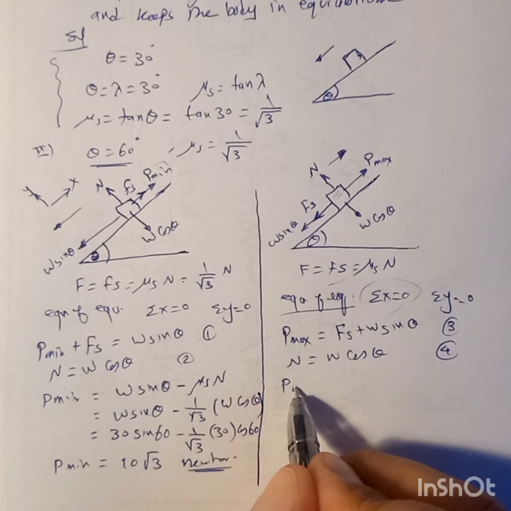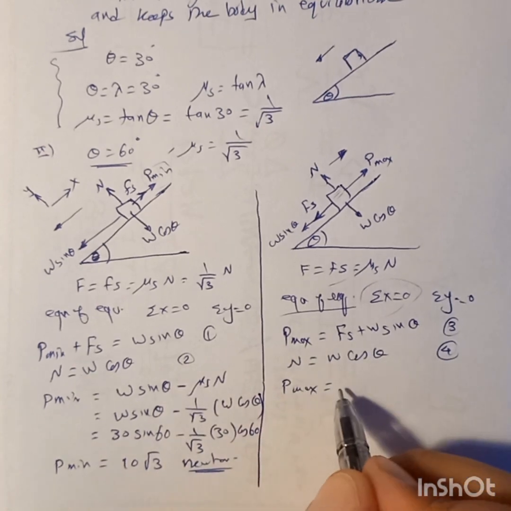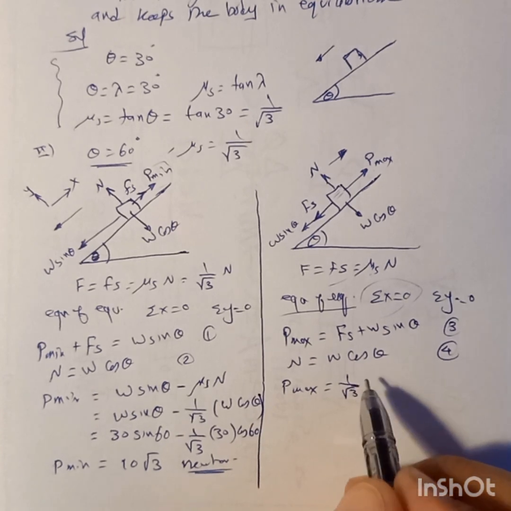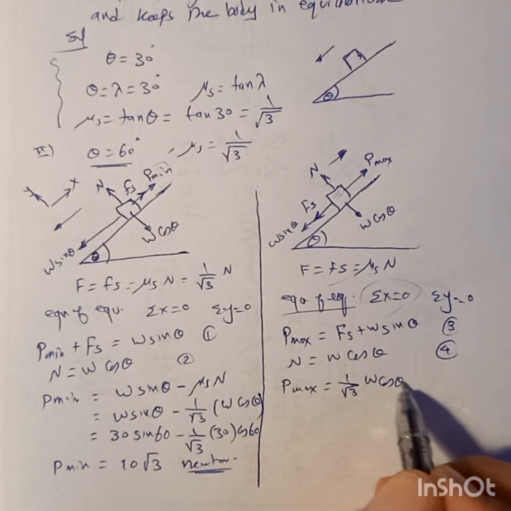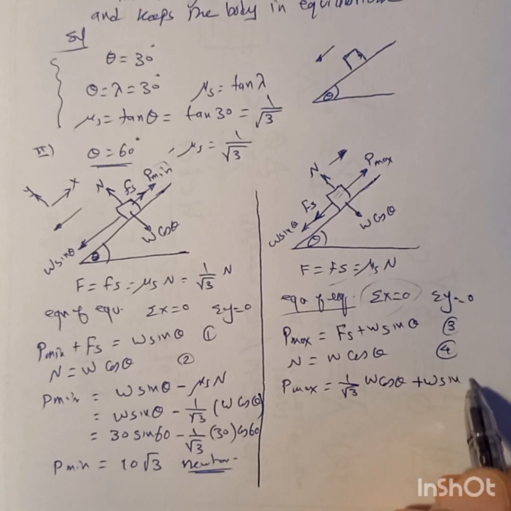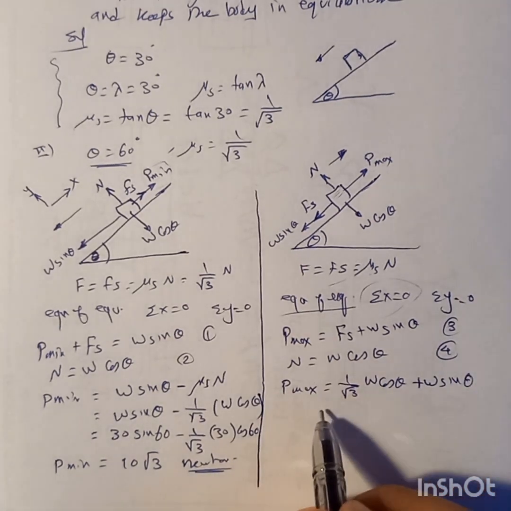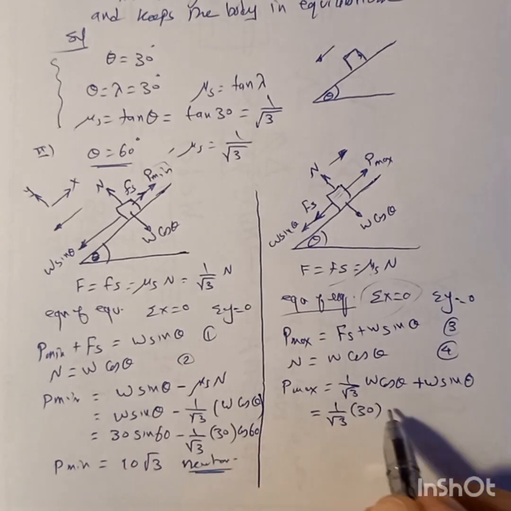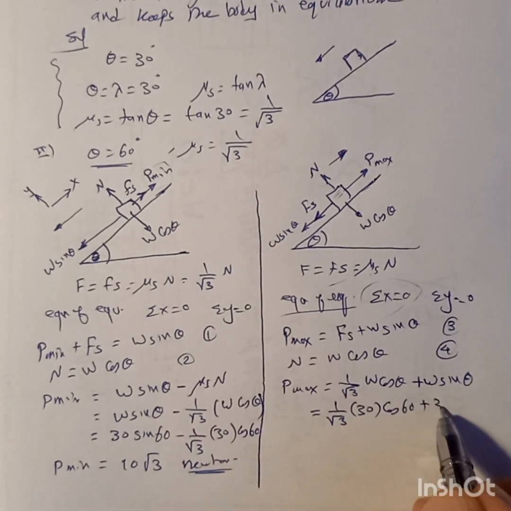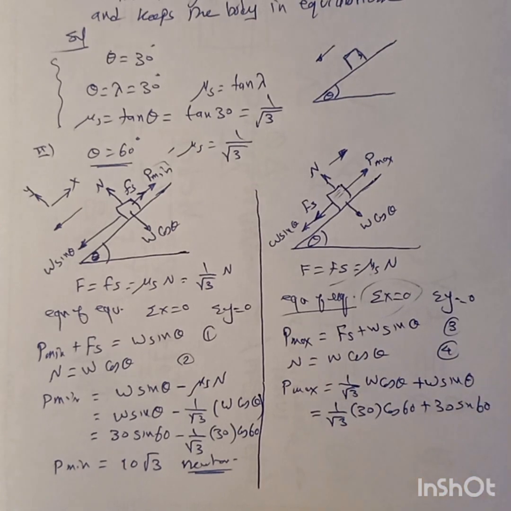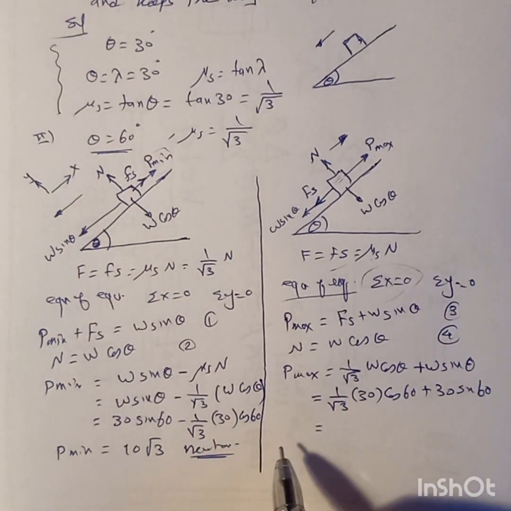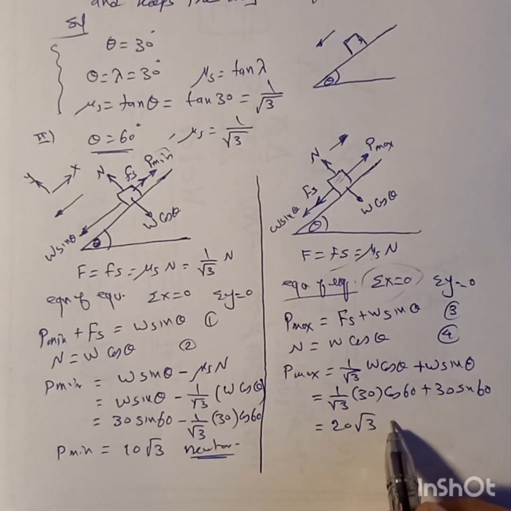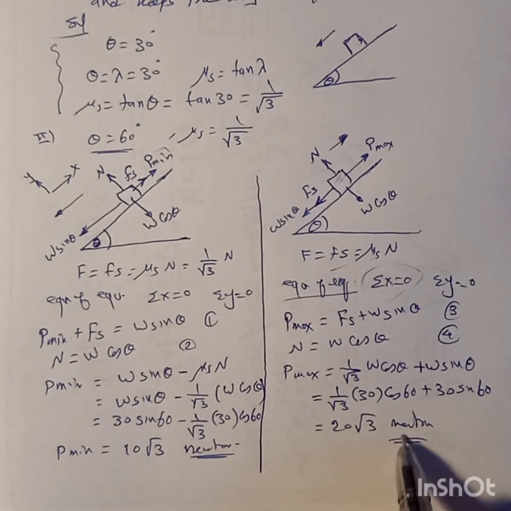Then we can find P maximum equals Fs, which is mu s, 1 over root 3, times N, where N is W cosine theta, plus W sine theta. Here we have theta still 60. Then we have 1 over root 3 times 30 cosine 60 plus 30 sine 60. Then we can find P maximum equals 20 root 3 Newton, and this is required.